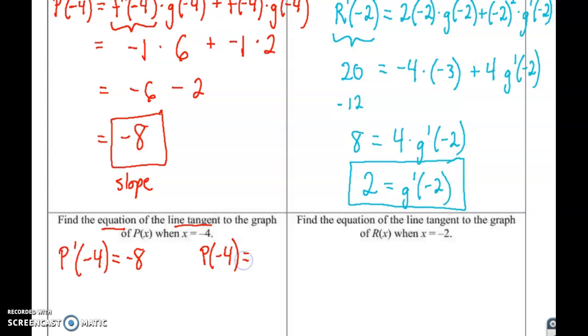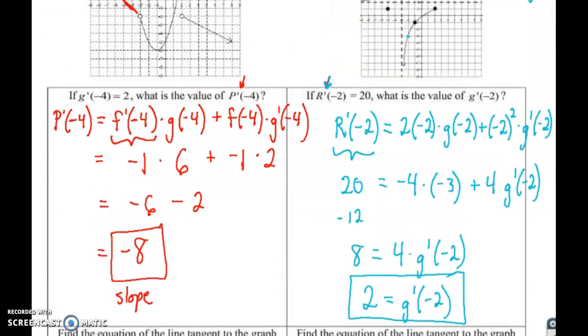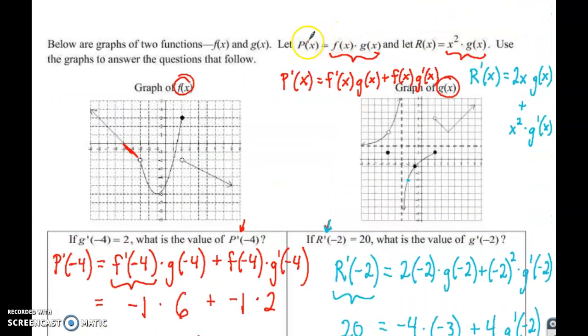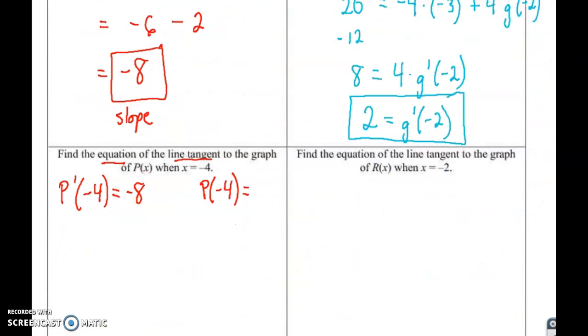Well, how could we find that out? Don't overthink it. Back up here, we define p as the multiplication function. So you just have to figure out what f of negative 4 was, which we said was negative 1, and g of negative 4, which we said was 6. So what's negative 1 times 6? Negative 6.